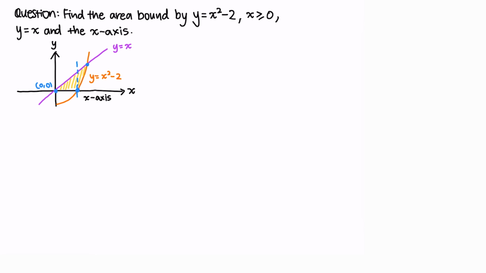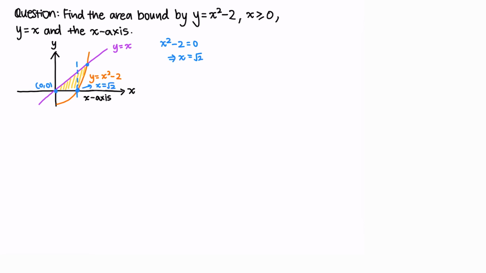First of all, let's find the x-coordinate of all the blue points that I've labeled. This is because these are going to be your bounds for integration. So to find this point here, I'm going to take it when x squared minus 2 equals 0. And this means that x would just be equals to plus minus root 2. But we're going to take x equals root 2 because we know that x is more than or equals to 0.